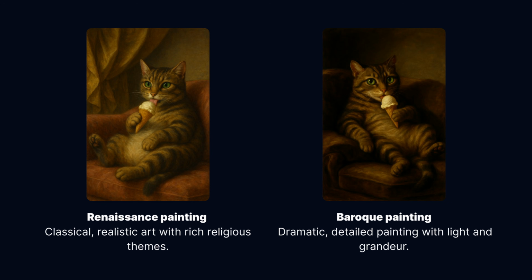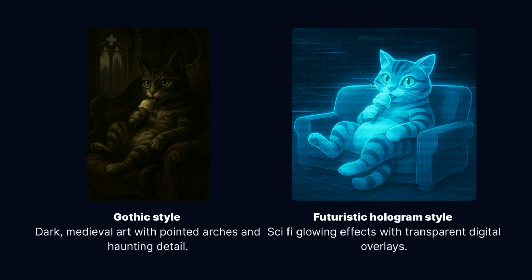Then we have the classics, the Renaissance painting, classical realistic arts with rich religious themes, and the Baroque painting, dramatic detail painting with light and grandeur. Moving on to Gothic style, dark medieval art with pointed arches and haunting detail. And next to that, futuristic hologram style, sci-fi glowing effects with transparent digital overlays.